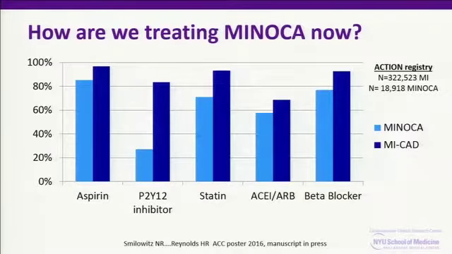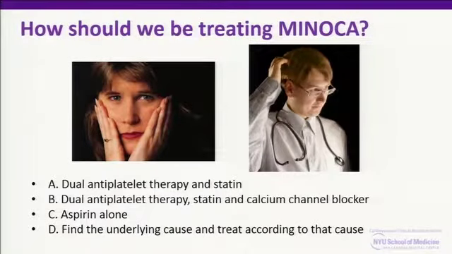How are we treating this now? Well, here's some evidence from the ACTION registry, a very large registry of MI, and it shows that we're using the typical secondary prevention medications, but less often, especially when it comes to a second antiplatelet agent. Now, is this the right amount or the wrong amount? How should we be treating MINOCA?